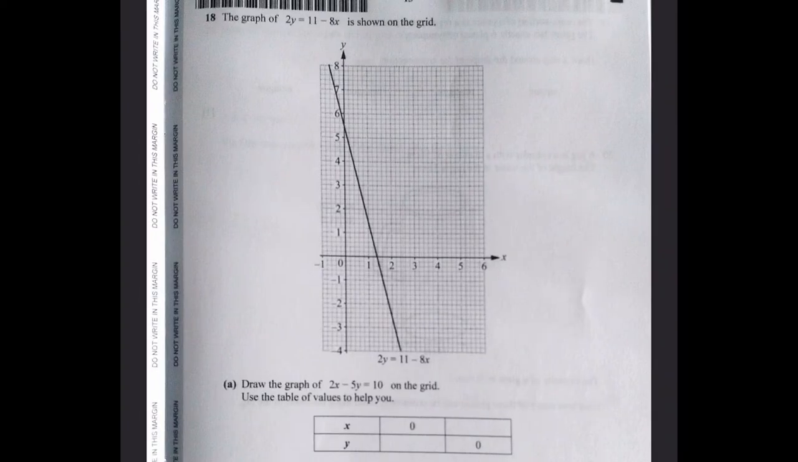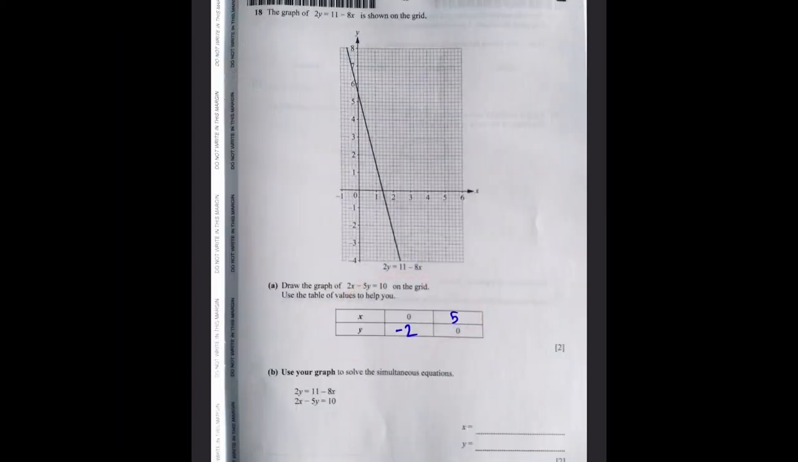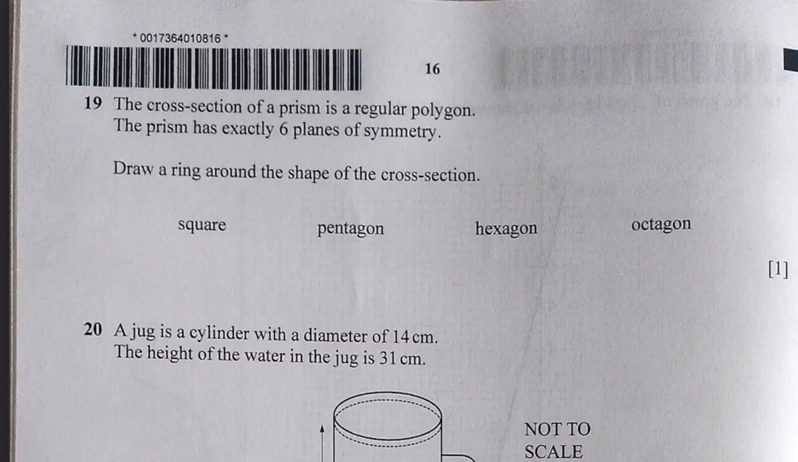This graph is for the equation 2y equals 11 minus 8x. We need to represent the other equation using this table. Put x as 0, so y equals negative 2. Put y as 0, so x equals 5. Draw this line. And if you want to solve these two simultaneous equations from the graph, search for the point of intersection. The point of intersection between them is this point. The point of intersection is the solution: 1.7 on x and negative 1.3 on y. So this is the solution of these two equations.